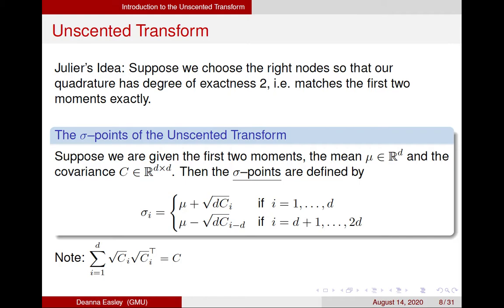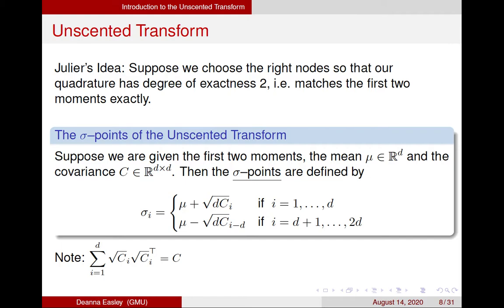The nodes that are used in the unscented transform are called the sigma points. Assume we're only given the mean and covariance, which both have dimension d. Then there are 2d sigma points. The first d sigma points are defined as the mean plus the ith column of the matrix square root of d times the covariance. And the next d sigma points are defined as the mean minus the (i minus d)th column of the matrix square root of d times the covariance.